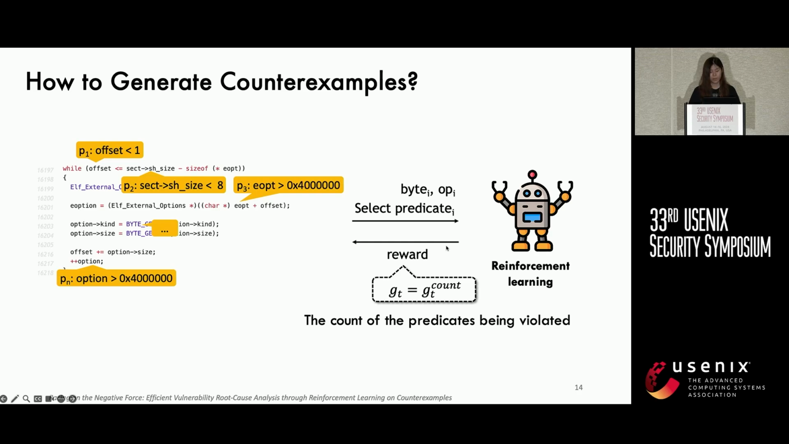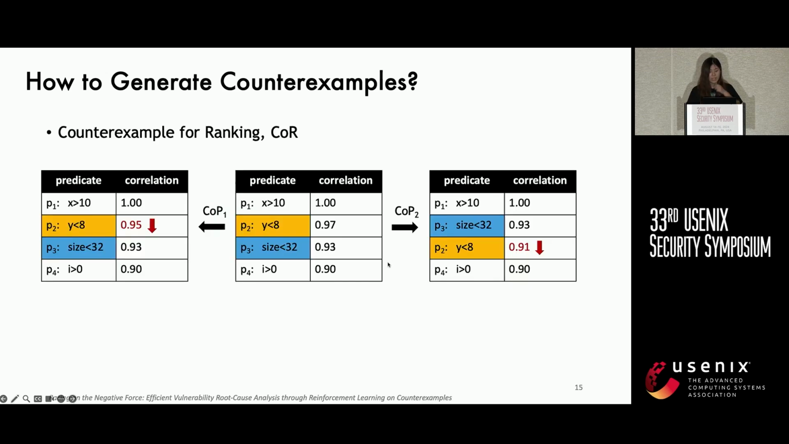I'd like to stop here due to the time limit and leave the details of generating COP in our paper for reference. Next, I'd like to introduce COR, the counterexample of ranking. The seed we selected to generate COP would affect the ranking of many predicates. Some change the ranking a lot, while some do not.